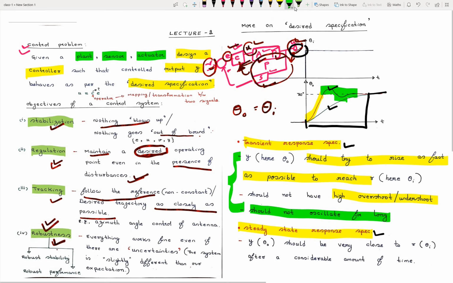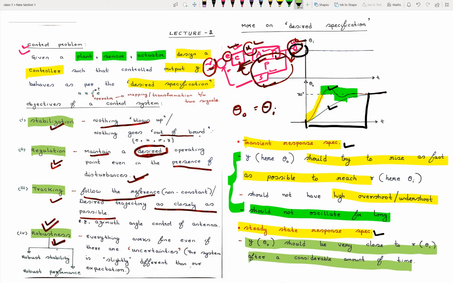Now, what are the steady state response specifications? We want output Y to be very close to R after a considerable amount of time. It means after the transient dies out, we want output Y to be very close to R. This is known as the steady state response specification.